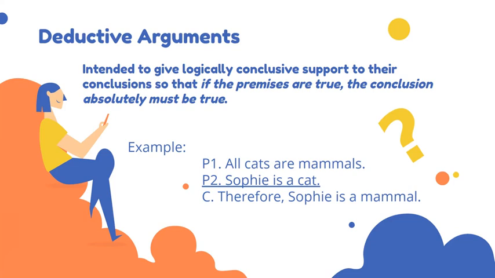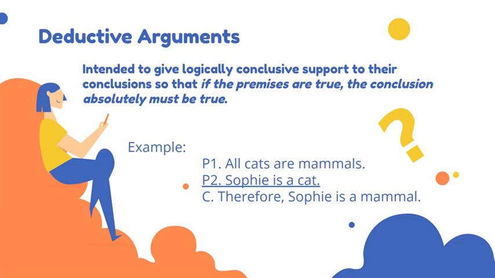So the same thing goes with deductive arguments. The idea is to give logically conclusive support to the conclusions so that if the premises are true, the conclusion must be true. Or to phrase it differently, the conclusion necessarily follows from the premises.